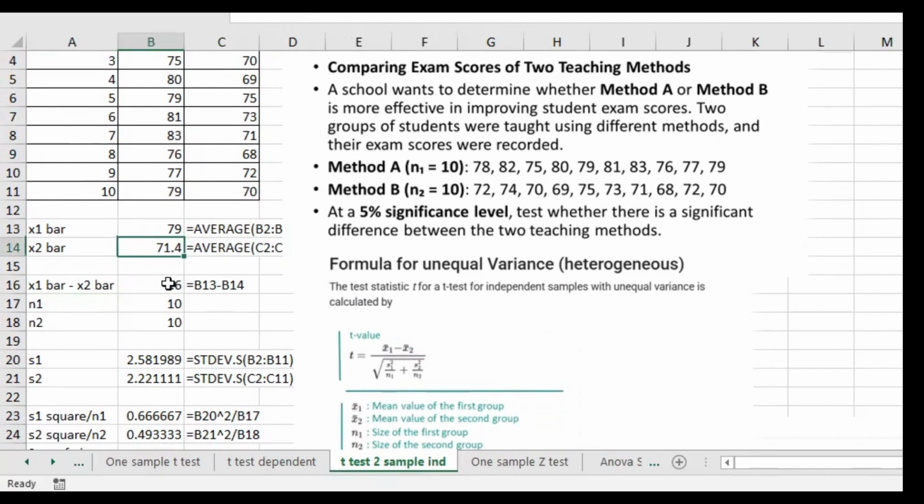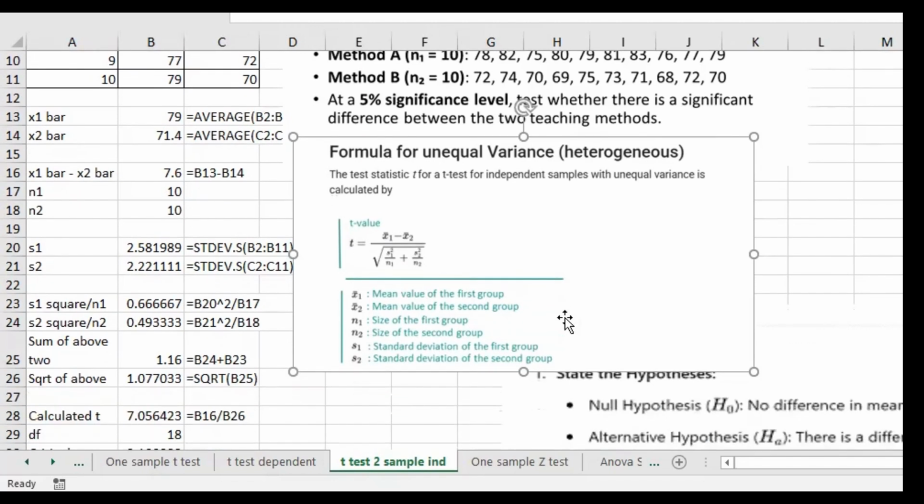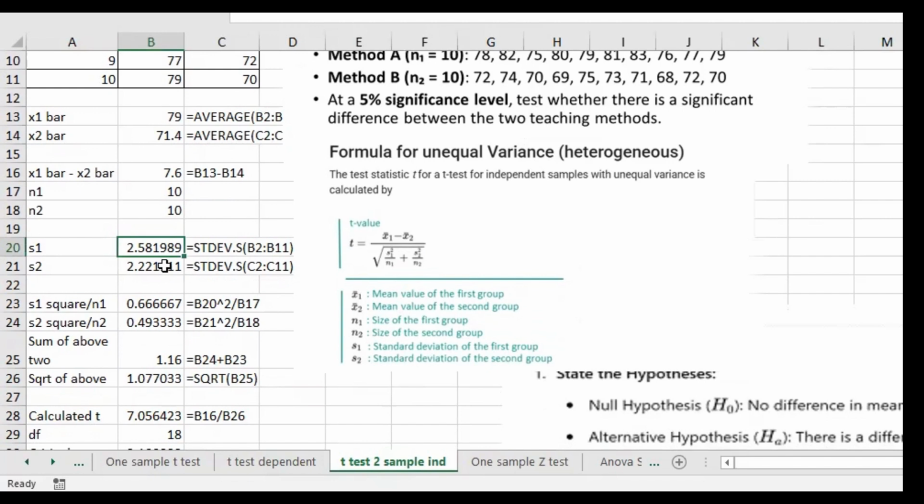79 minus 71.4 comes the denominator. Sorry, numerator. The denominator is slightly complicated. So if you go in one step with an Excel formula, you might make a mistake of closing a bracket, not closing a bracket, etc. Let us compute separately each component of that. First component of this: standard deviation squared by n1. So S1 is here, S2 is here. S1 square by N1 is given by this formula. S2 square by N2 is given by this formula.